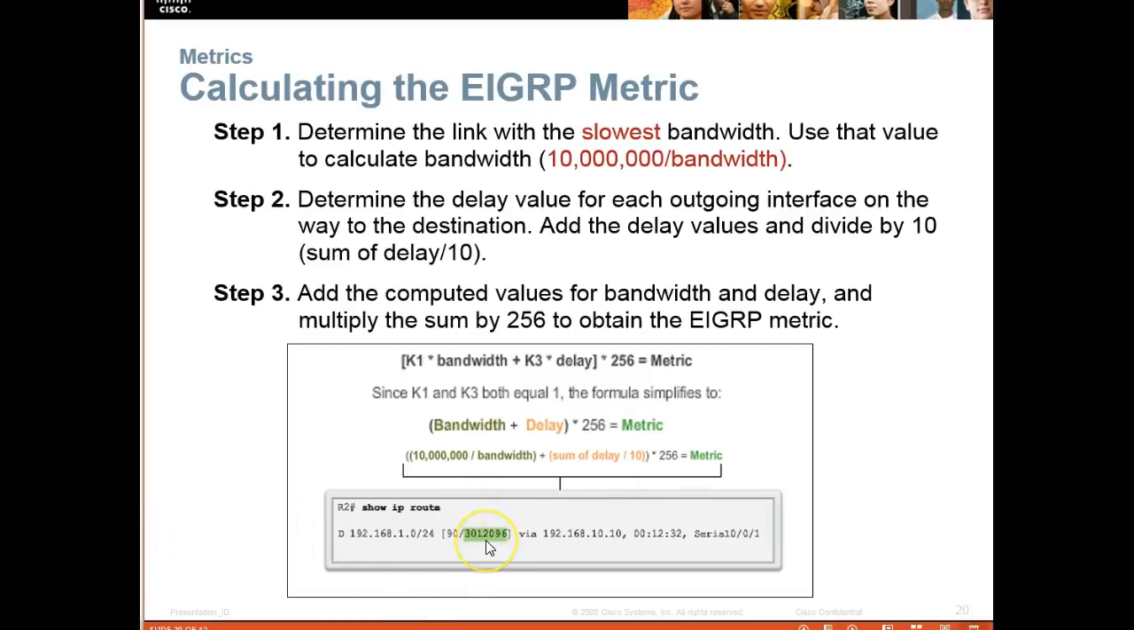This is your metric. Your metric has a value, and it can be compared against other paths that have their own metrics. That's the important point here.